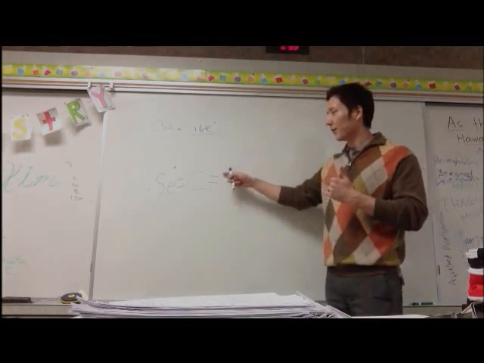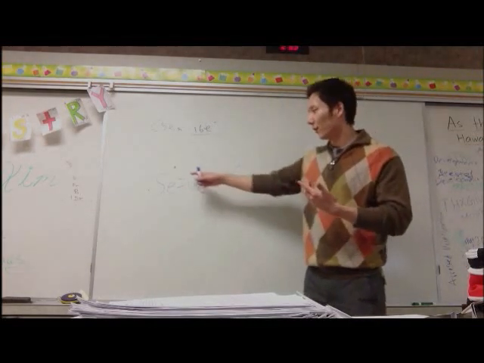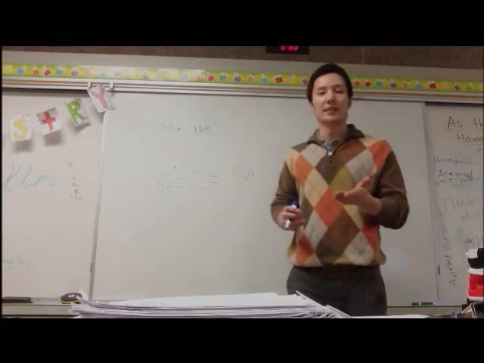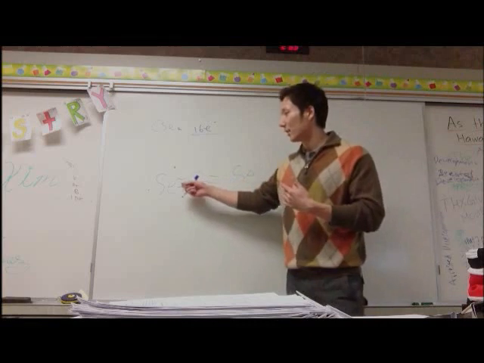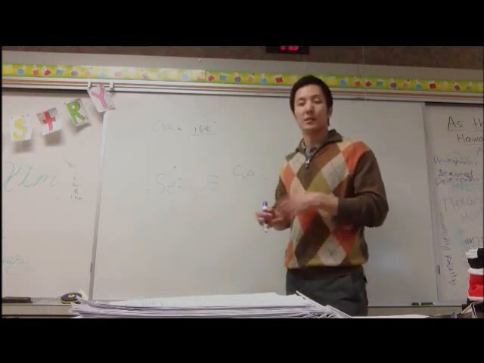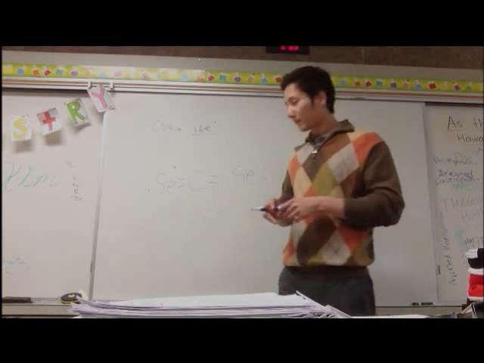1, 2, 3, 4, 5, 6. We're good. Now there's 4 valence electrons around carbon. Carbon does have 4 valence electrons, and each of these valence electrons are involved in a bond. See how the bonds work? So we're good. It makes sense.